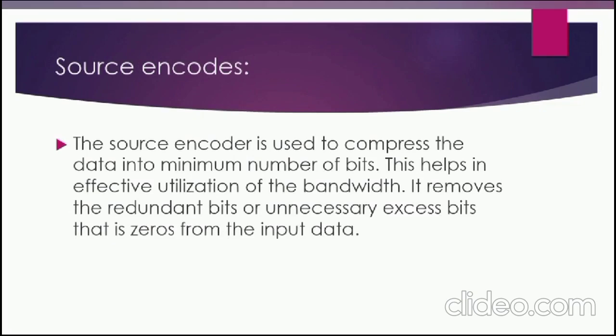Source encoder. The source encoder is used to compress the data into a minimum number of bits. This helps in effective utilization of the bandwidth. It removes the redundant bits or unnecessary excess bits, that is zeros, from the input data.